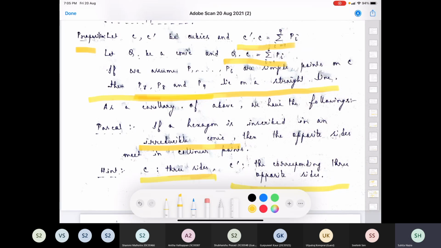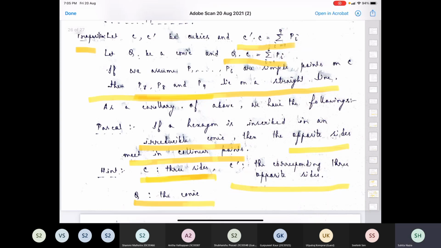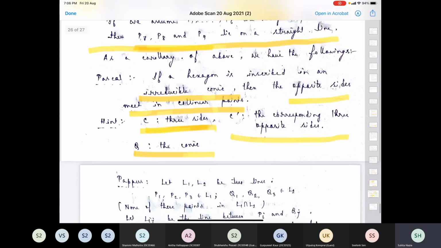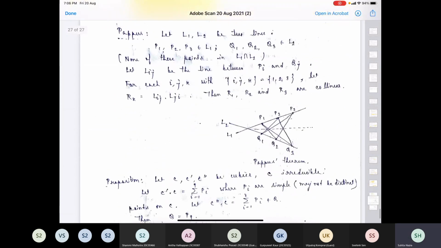So the opposite sides, C and C dash, their intersecting points meet in collinear points. So we can have a very short and very brief proof for Pascal's theorem using this proposition. It's a very nice proof, very brief. Sorry. Now I'm coming to Pappus' theorem.